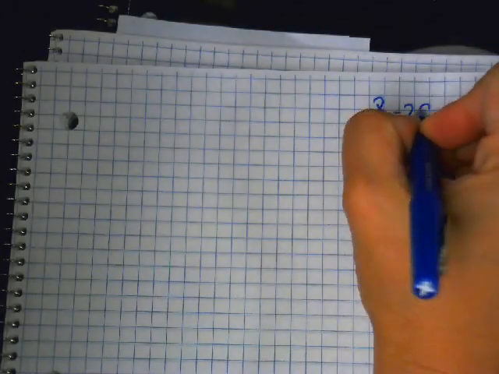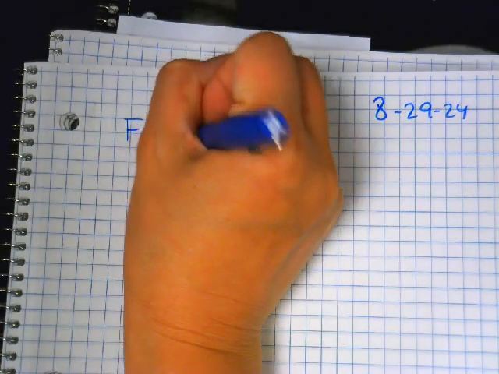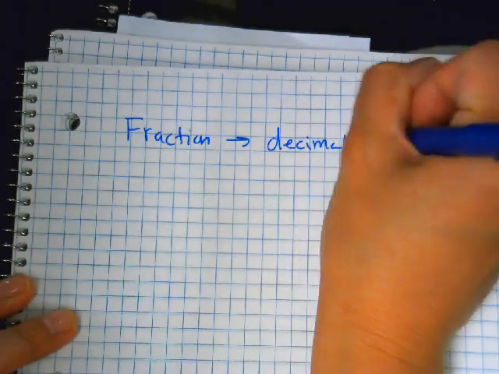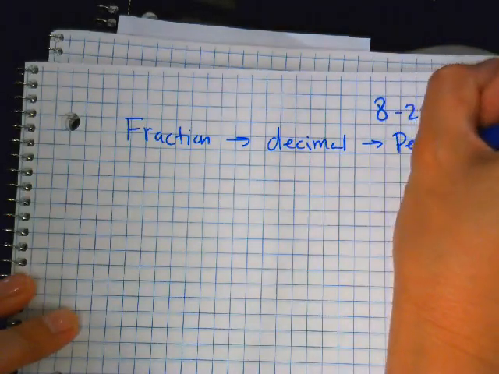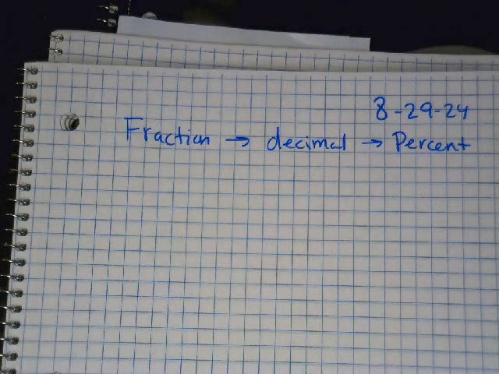8, 29, 24. Fraction to decimal to percent, which you've been learning since 6th grade, maybe even before 6th grade. It's the title, it's what we're going to be doing. All of the above. All right.